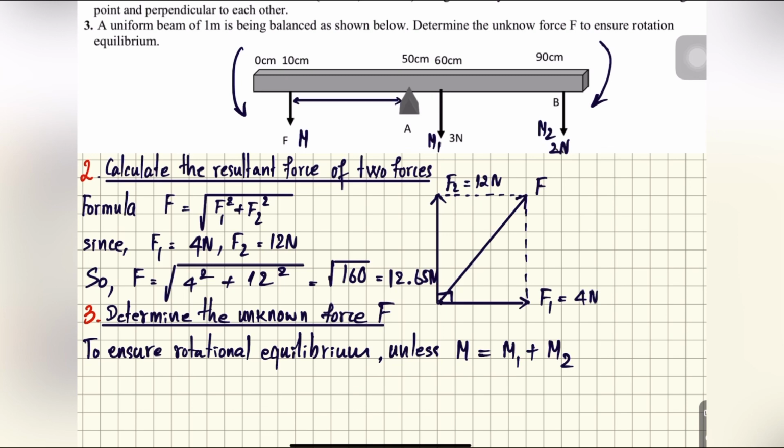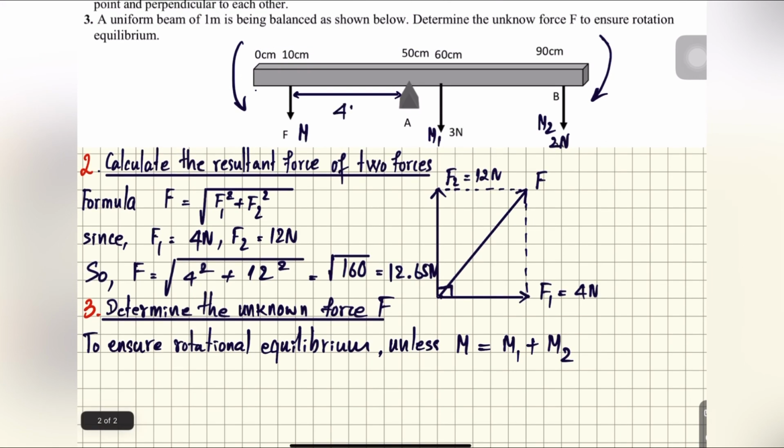The distance from here to here is 50. So from 10 to 50 you take 50 minus 10, which is 40 centimeters. The distance from here to here is going to be 10 centimeters, because from 50 to 60, make sure that the perpendicular distance we consider is from the pivot to the line of action of the force. This one as well is from 50 to 90. Take 90 minus 50, which is 40 centimeters.